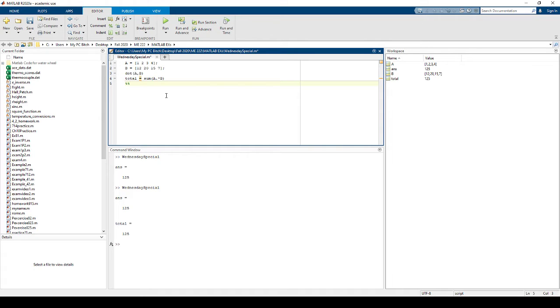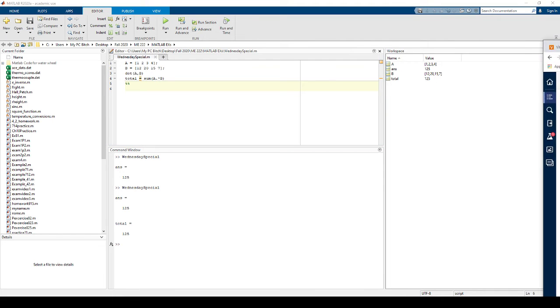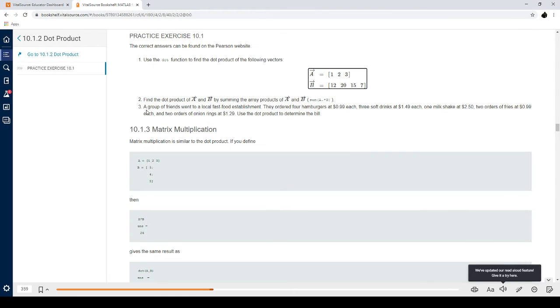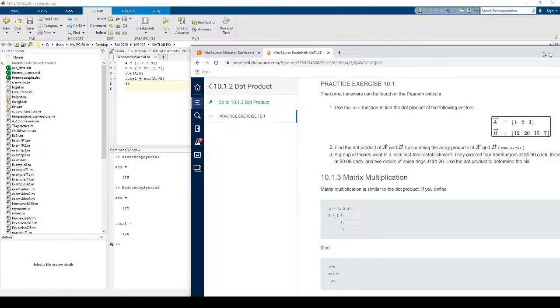And then the second problem, or third problem, I guess now, since those were really easy, it's very hard to find a question that involves the dot product. That was hard. And then the last one, it's a word problem. It says, a group of friends went to a local fast food establishment. Probably not right now, but they did it sometime. They ordered 4 hamburgers at 99 cents each, 3 soft drinks at $1.49, 1 milkshake at $2.50, 2 orders of fries at $0.99, and 2 orders of onion rings at $1.29. Use the dot product to determine the bill.